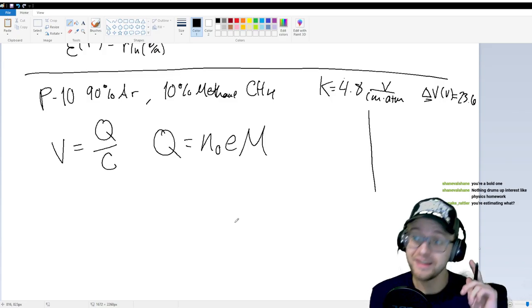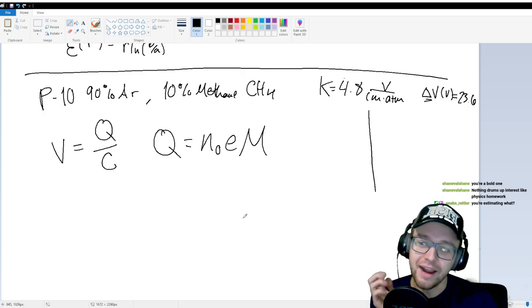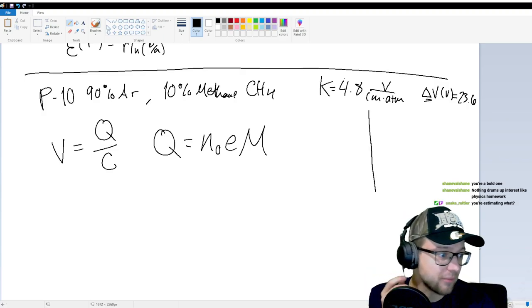We're estimating the voltage pulses. Yeah, I know, right? The irony of my username being basically all of my math problems.